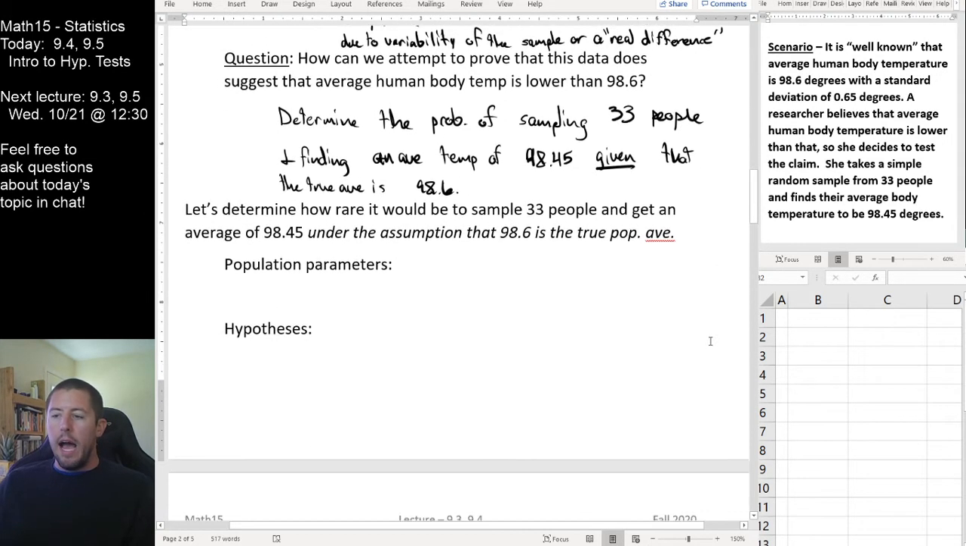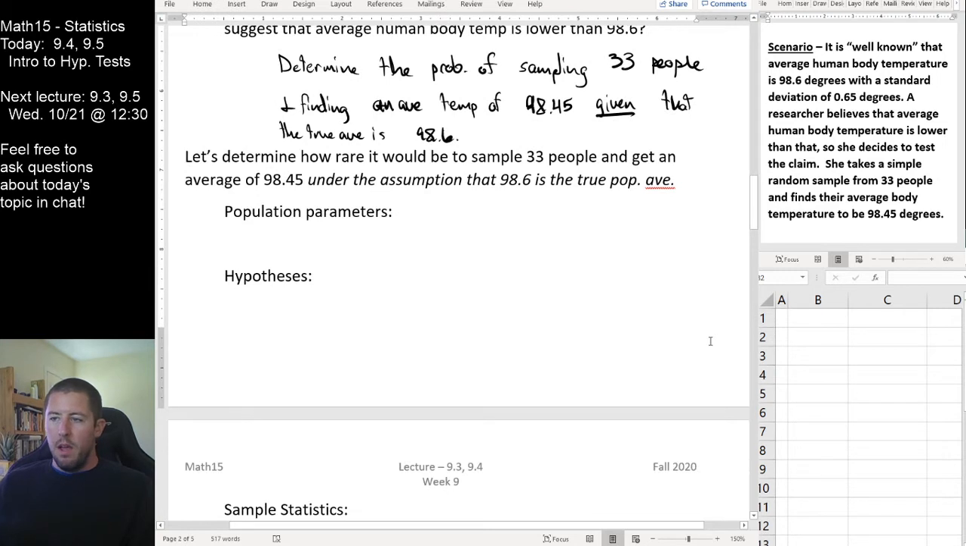So let's go ahead and identify a whole bunch of things here. We would like to determine how rare it would be to sample 33 people and get an average of 98.45 under the assumption that 98.6 is truly correct. So I want to identify a bunch of parts and then we'll do some computation. First things first, tell me what population parameters we have been given that are associated with this scenario. Remember that population parameters are always describing the entire population. Population parameters have nothing to do with the sample that was drawn.